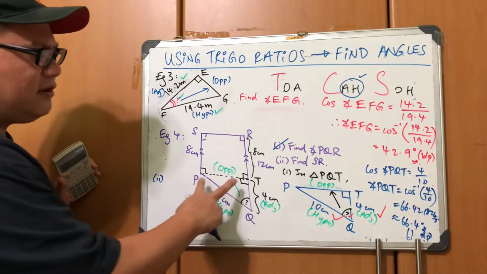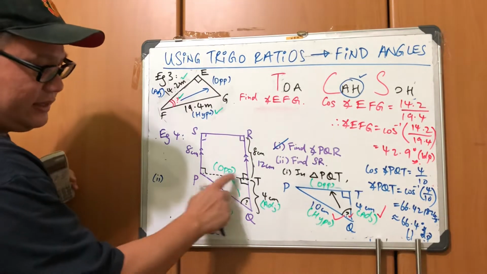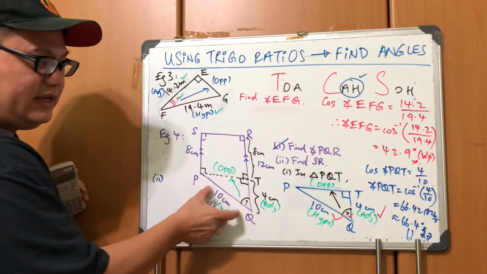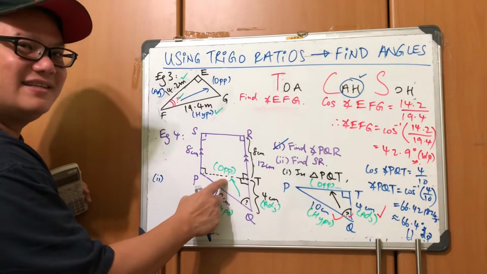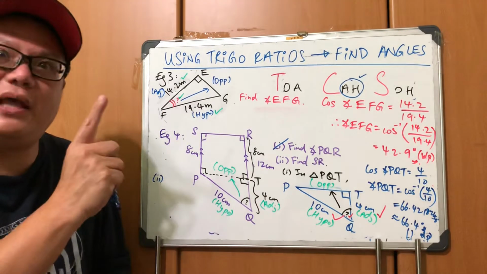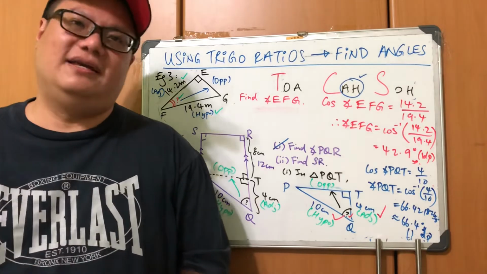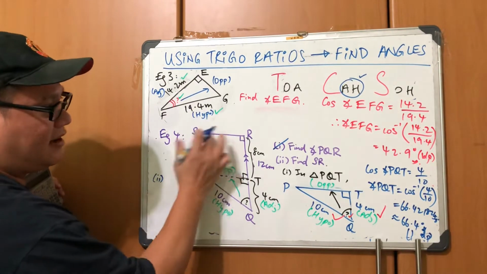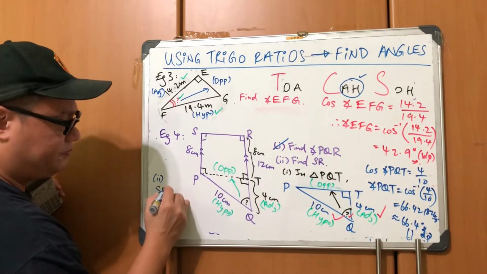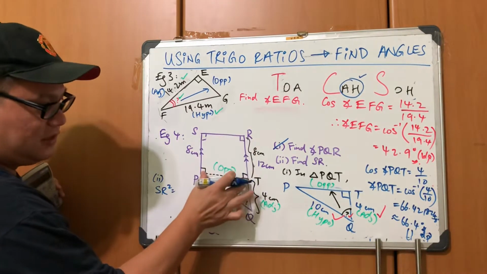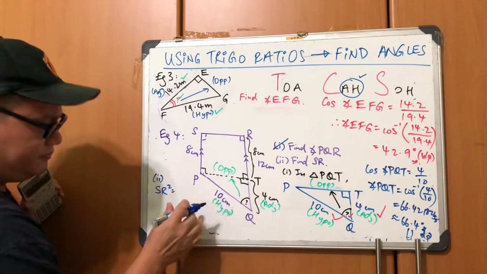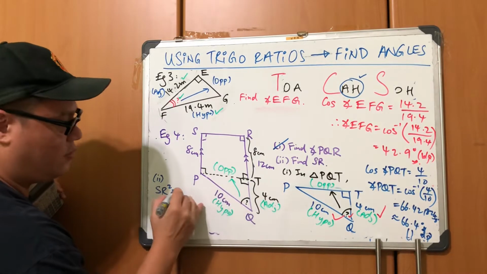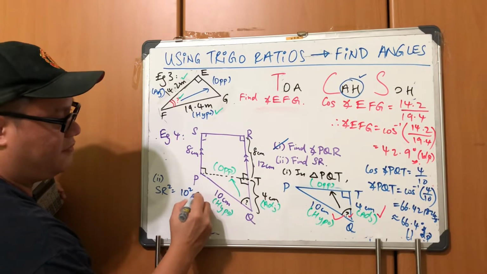How do I find the length of PT then? If you look at this right angle triangle, this is 10, this is 4. Can you find this? Someone will say, Pythagoras theorem. You're absolutely right. SR or PT doesn't matter. This is your PT square, so I can write 10 square minus 4 square.